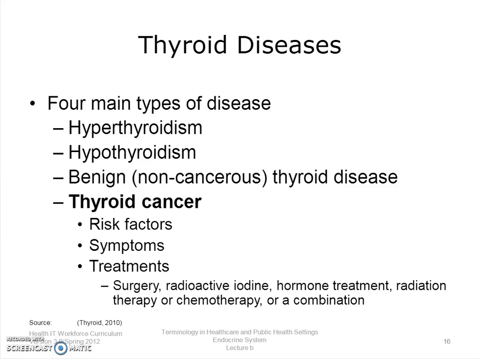Depending on the type of cancer and how far the cancer is spread, treatment might include surgery, radioactive iodine, hormone treatment, radiation therapy, or chemotherapy. Some patients receive a combination of treatments.